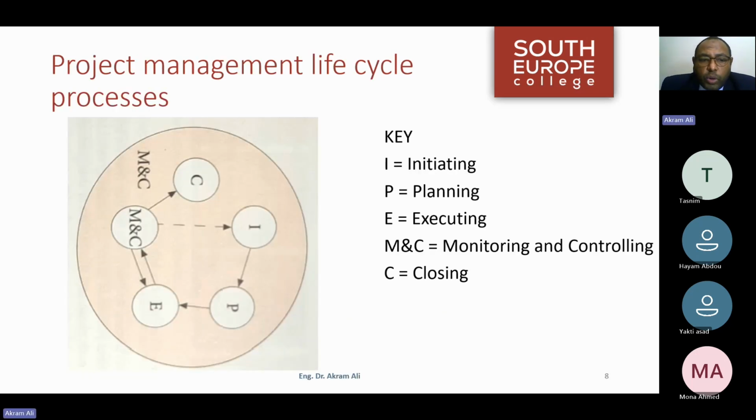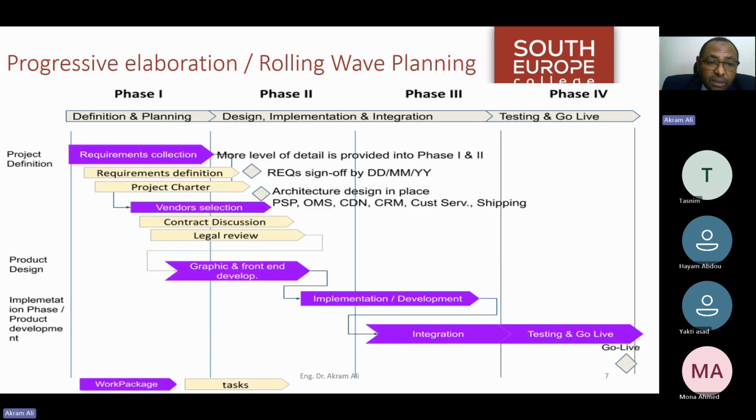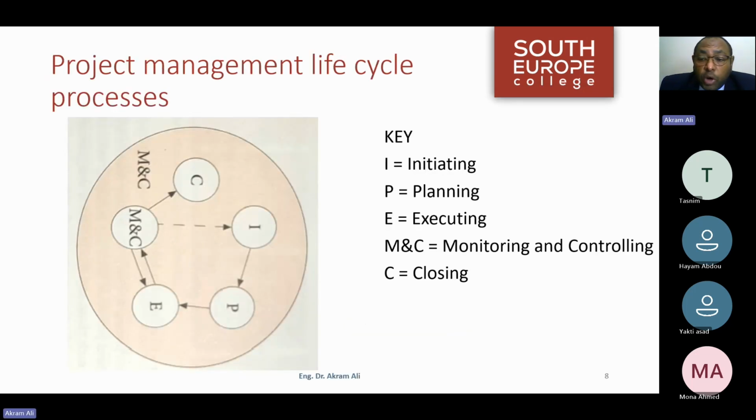Okay, so we said we need to understand the difference between a project management life cycle and a project itself life cycle. And here we said when we speak about rolling wave planning, we are essentially dividing our project into phases. So a project management life cycle is made up of initiating the project, planning the project, executing the project, monitoring and controlling the project, and closing the project.